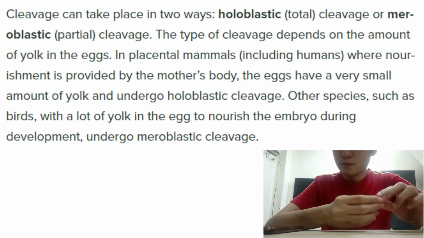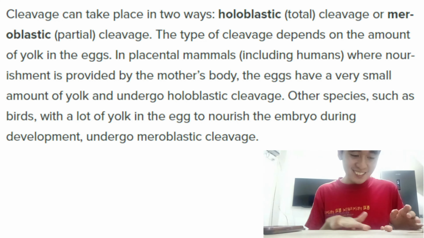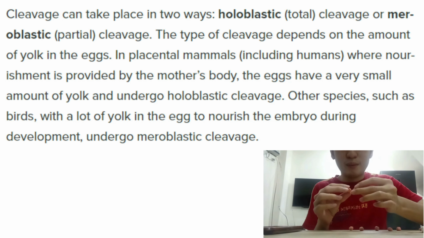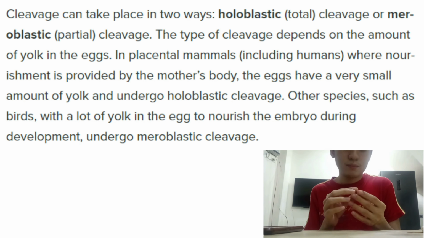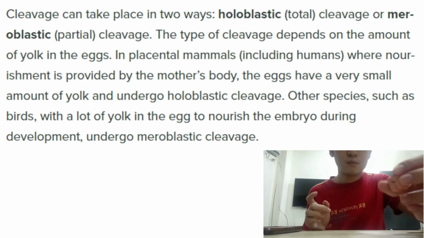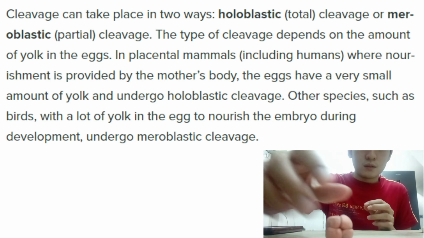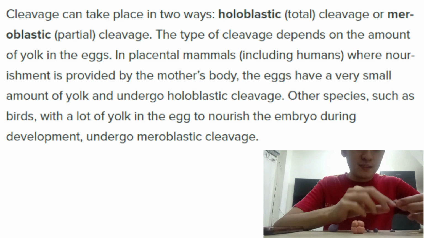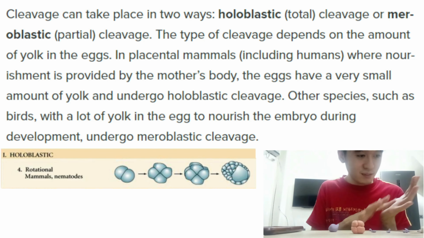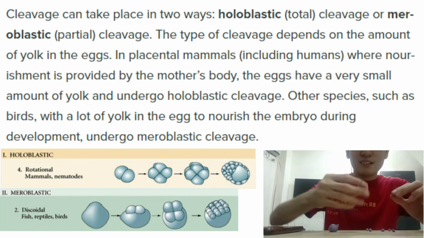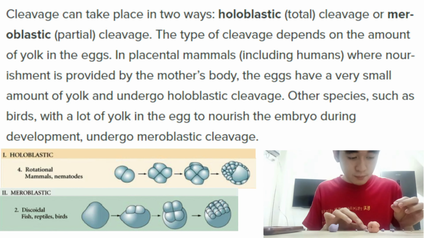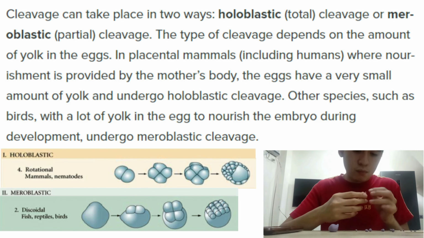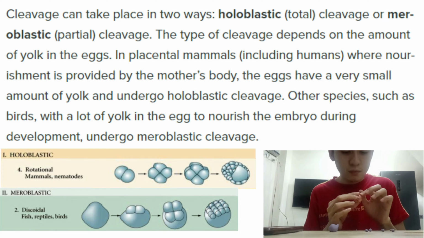Next would be the 8-cell stage. Cleavage can take place in two ways, either the holoblastic or total cleavage or the meroblastic, the partial cleavage. The type of cleavage depends on the amount of yolk in the eggs. In placental mammals such as humans, where nourishment is provided by the mother's body, the eggs have a very small amount of yolk and undergo the holoblastic cleavage. Other species, such as birds, with a lack of yolk in the egg to nourish the embryo during the development, undergo the meroblastic cleavage.